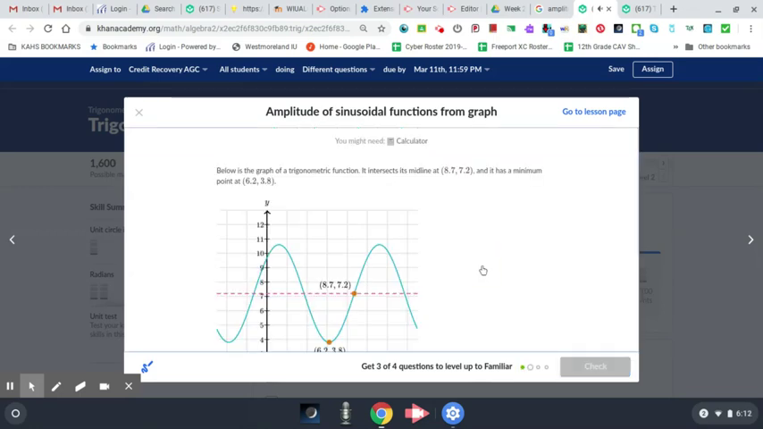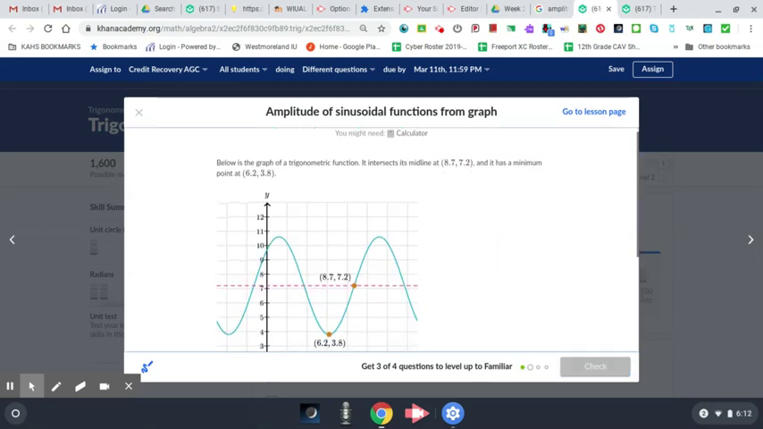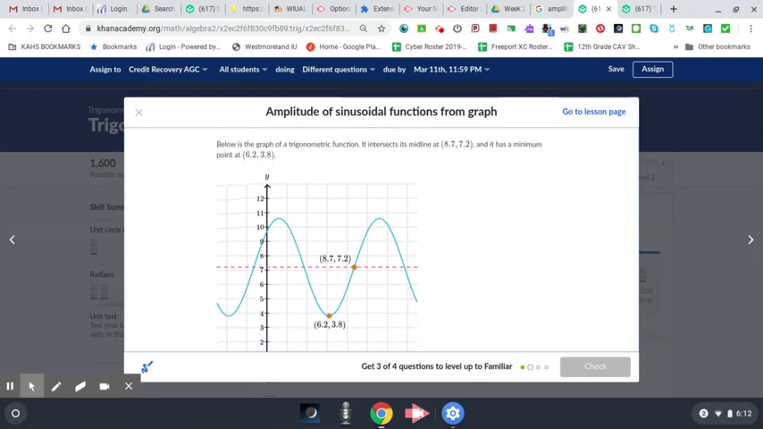All right, very good. This one says below is the graph of a trig function. It intersects the midline, so here's the midline, at 8.7 comma 7.2. So this y coordinate here is 7.2, and the minimum point is 6.2 comma 3.8. So the amplitude is this distance here from the midline down.